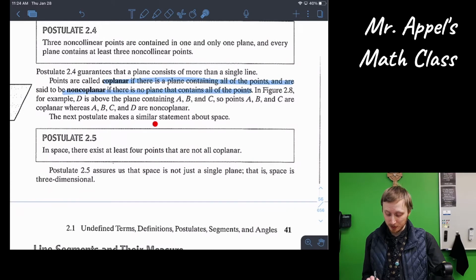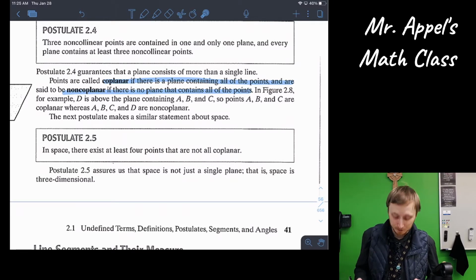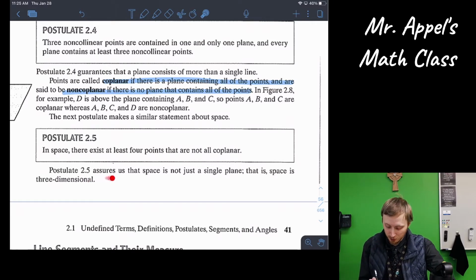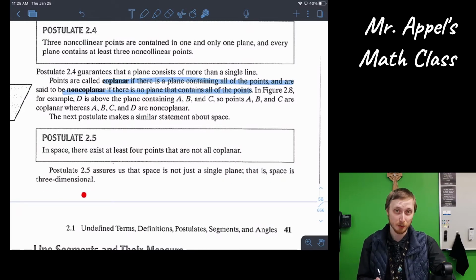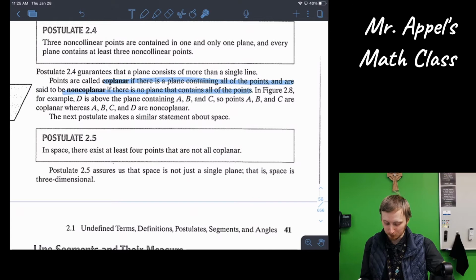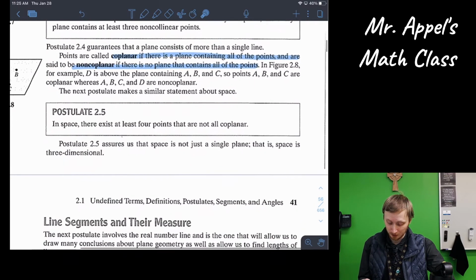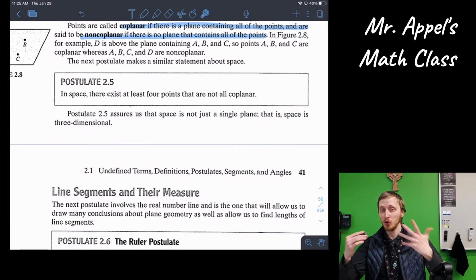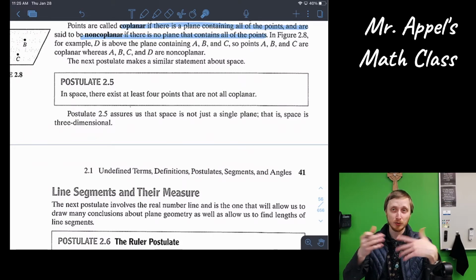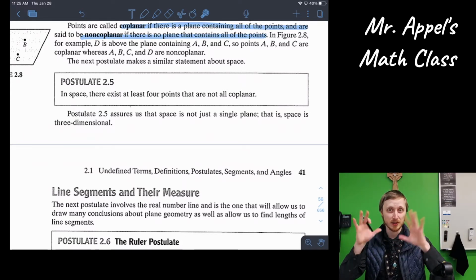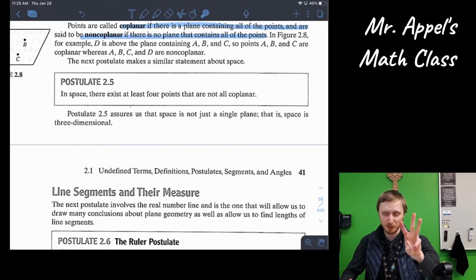The next postulate makes a similar statement about space. Postulate 2.5: in space, there exist at least 4 points that are not all coplanar. Postulate 2.5 assures us that space is not just a single plane, that is, space is at least 3-dimensional. In theory, you could continue such a pattern to create 5 dimensions, 6 dimensions, 7 dimensions, and so on, but we're going to stop at 3.